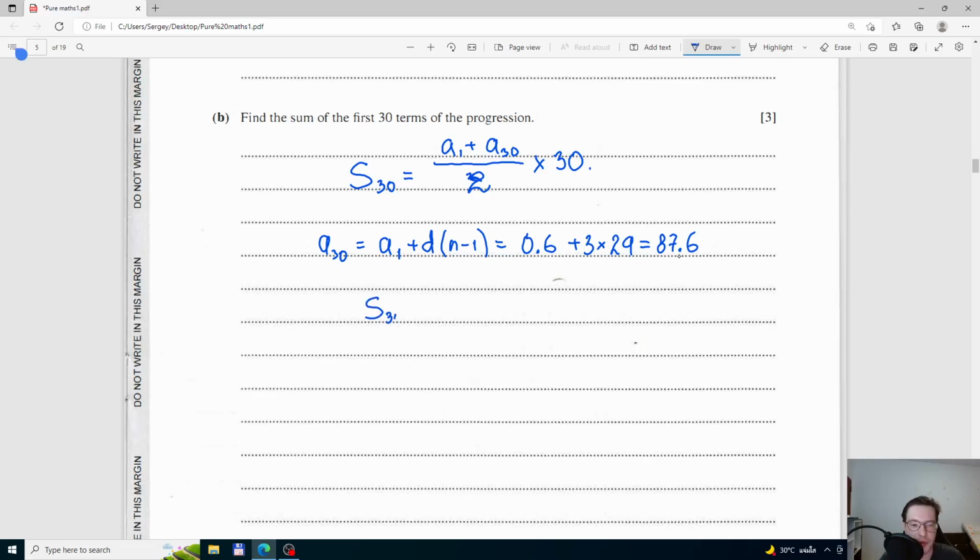Now we're ready to substitute this result into the formula for the sum of the progression. The first term, 0.6, plus the last term, 87.6, divided by 2, times 30. And that apparently equals 788.4.